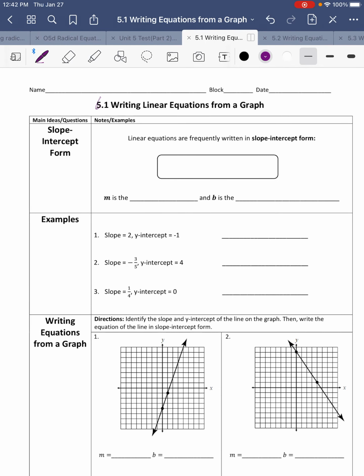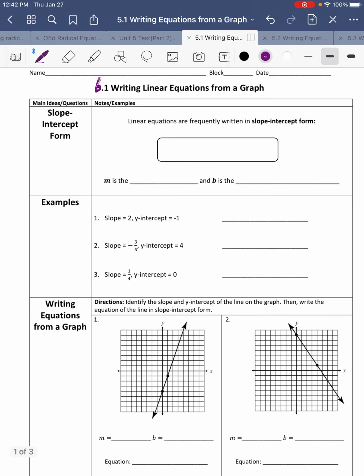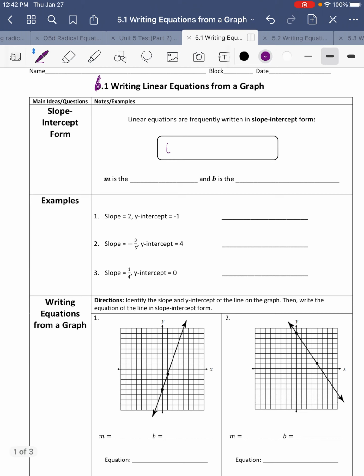Today we are looking at 6.1. It's actually 6.1, not 5.1. Changes this year to 6.1, where it's just writing linear equations from a graph. So slope-intercept form is in the form y equals mx plus b. The m is the slope, and the b is the y-intercept.